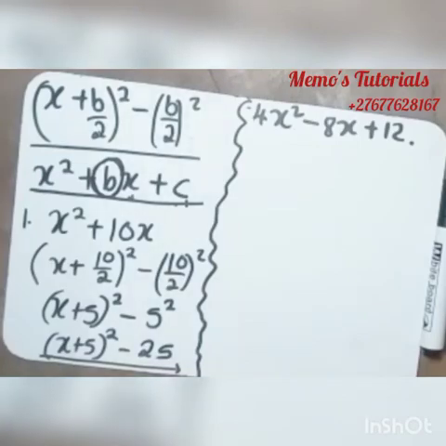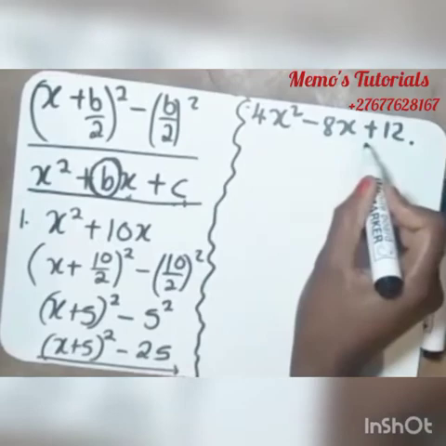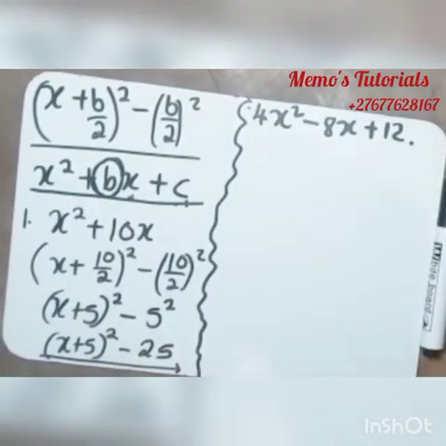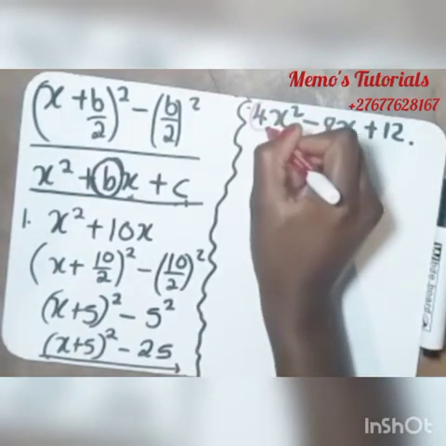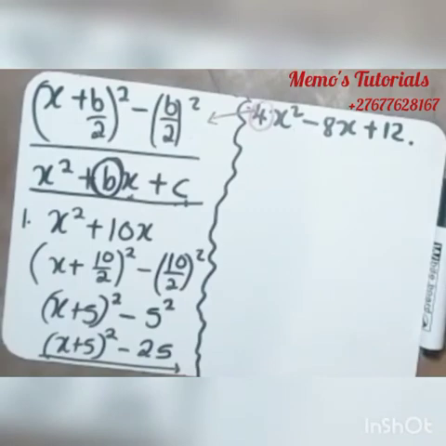Okay, then the second one. On the second one, they were given 4x squared minus 8x plus 12, and they've asked us to factorize using the completing of square method. I want you guys to take note of this. The coefficient of x squared in this case is a 4. So that method that I wrote for you there only works when the coefficient of x squared is a 1. In this case, the coefficient of x squared is a 4.